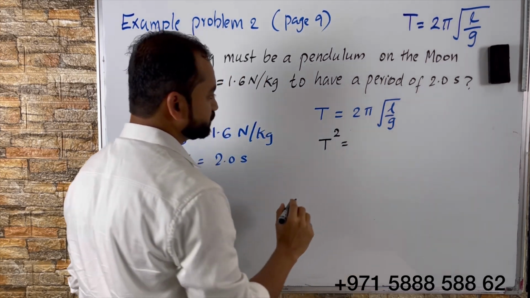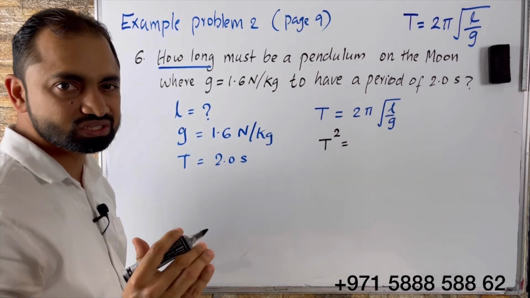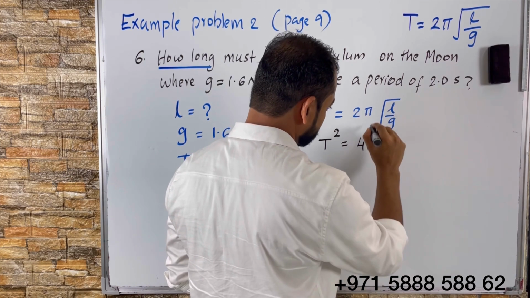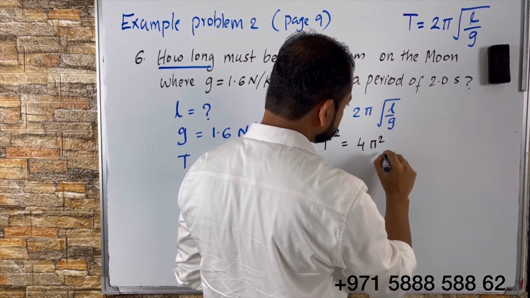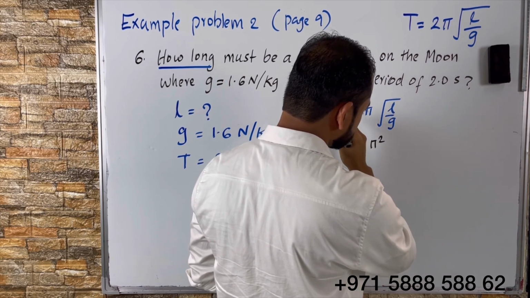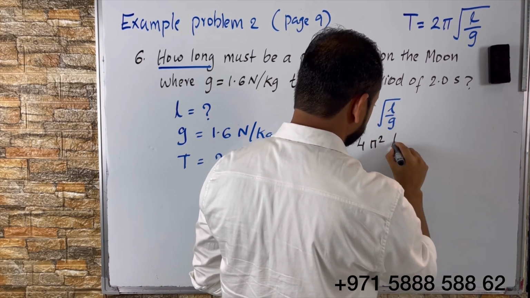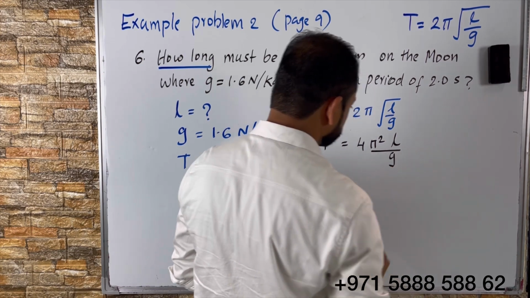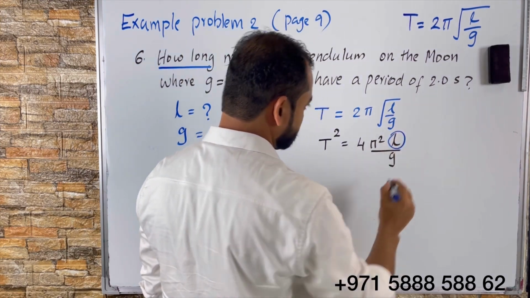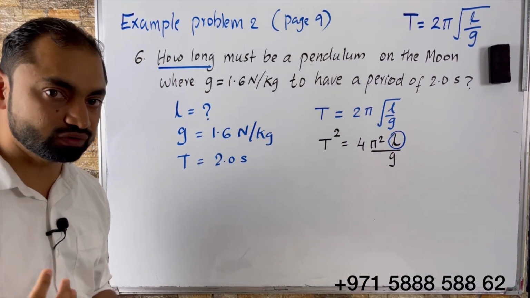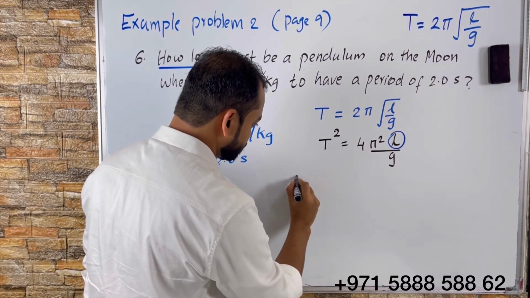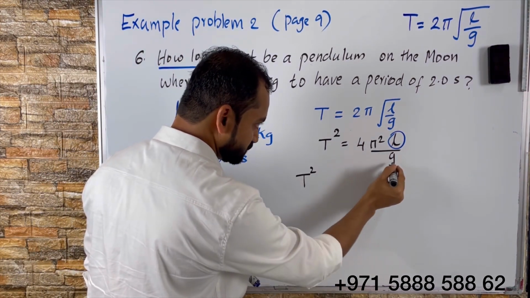So when we square the equation, we have to square all the terms, each term in the equation. So t squared, 2 squared is 4 pi squared, and this is removed, right? When we square this, the square will remove the square root, L over G. So we need to calculate L, so I will keep L here. And every other thing will cross the bridge. So t squared is already there, the G will cross the bridge.